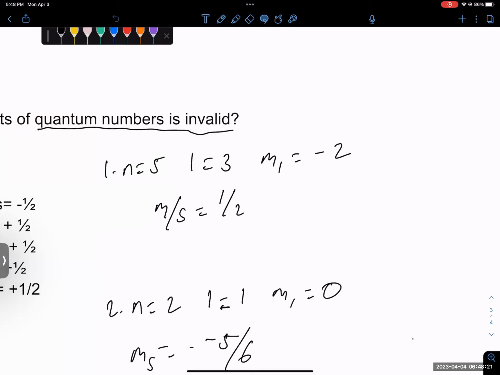So the L equals 3 is telling you that it's an F subshell. So this is the F, and then what F orbital specifically?